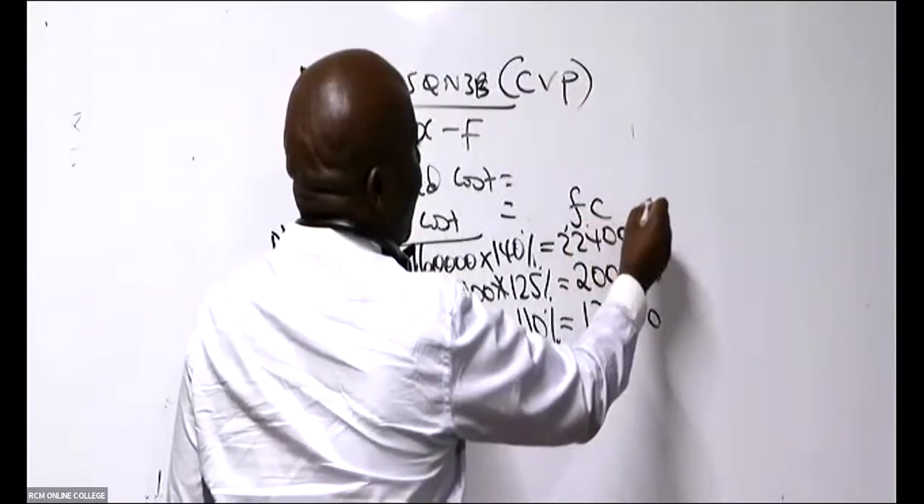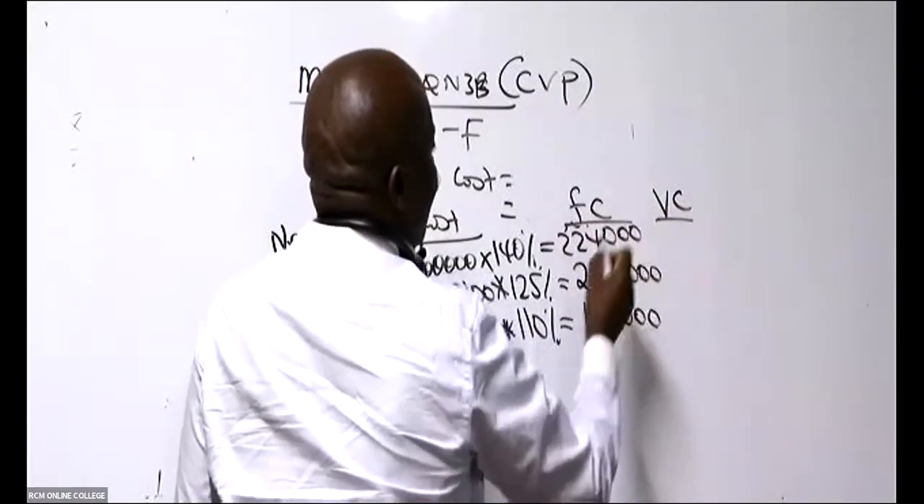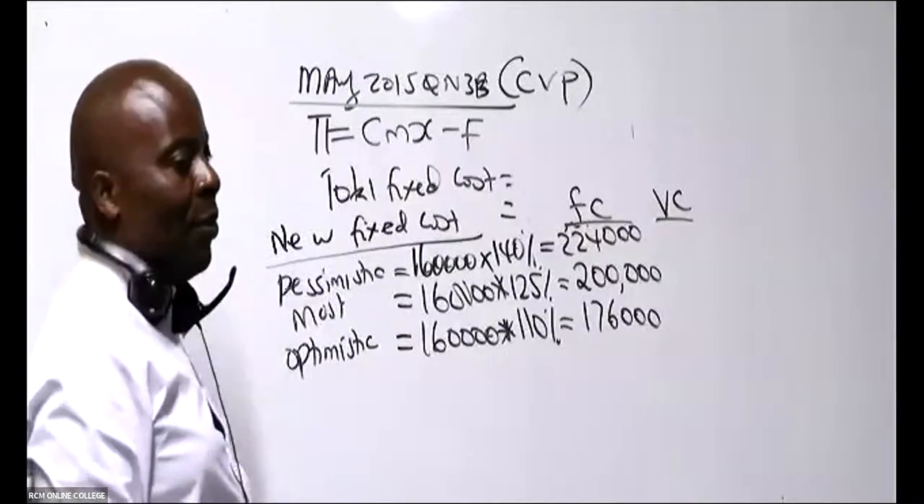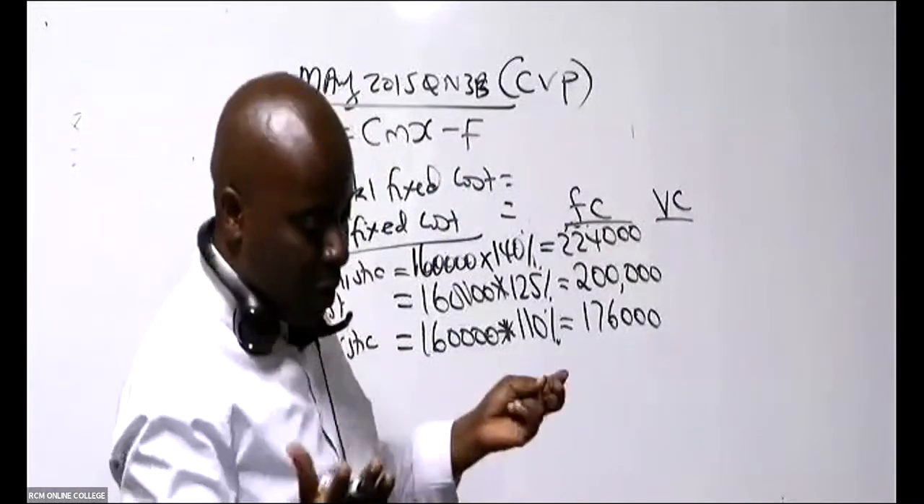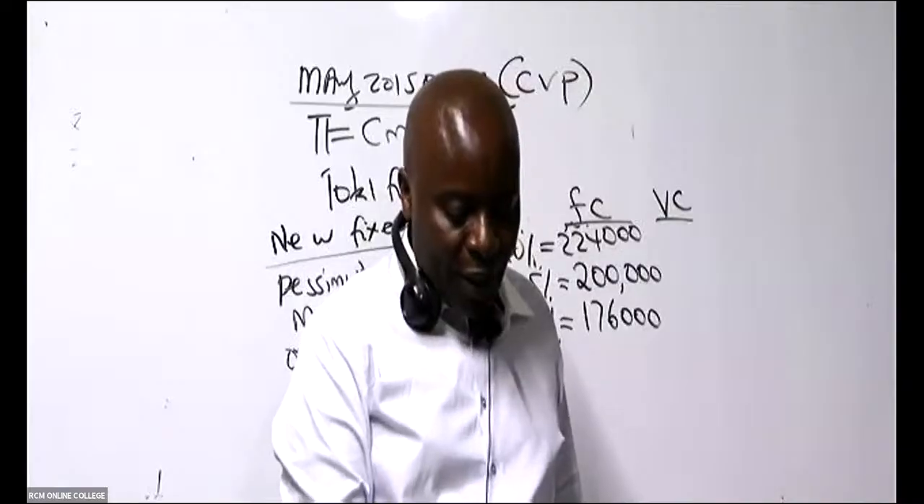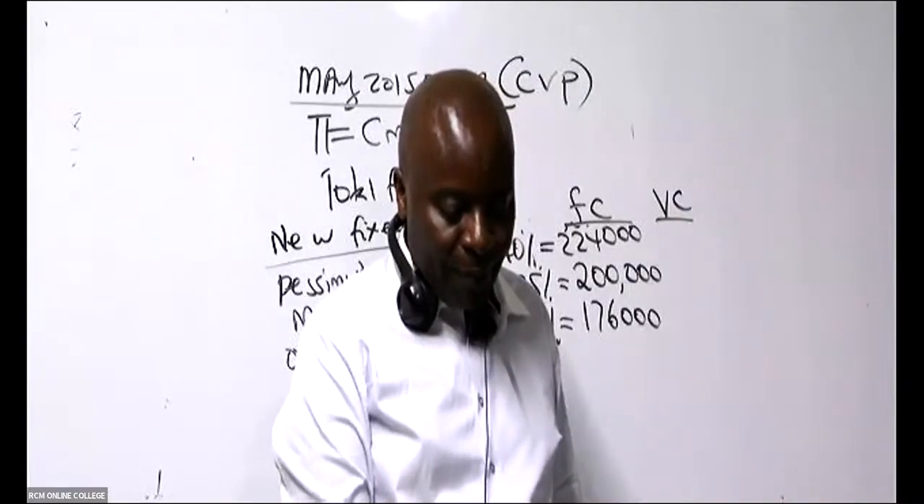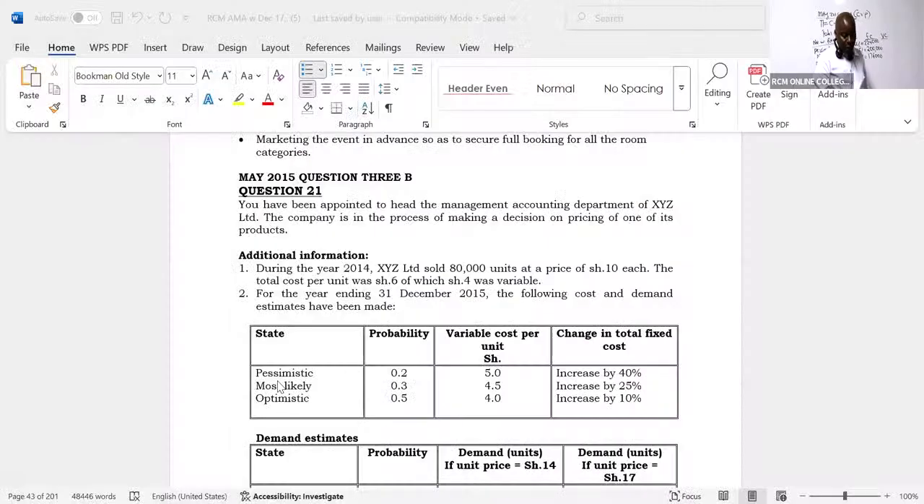Within these states, we should have a column here for variable costs. They were gracious enough to give us the figures under each estimate. Very gracious examiner. You can see variable cost. Pessimistic is 5, 4.5, and then what here, somebody? 4. So 5, 4.5, and then 4, like that. Great. We are making serious progress. Then you can see demand estimates.